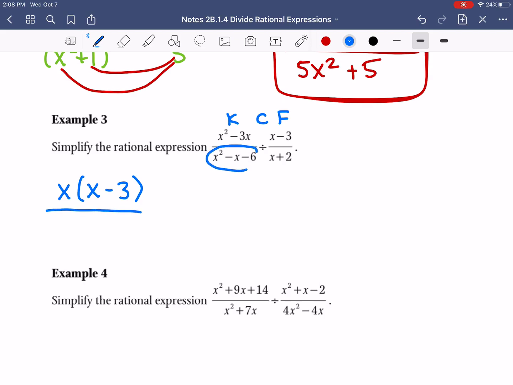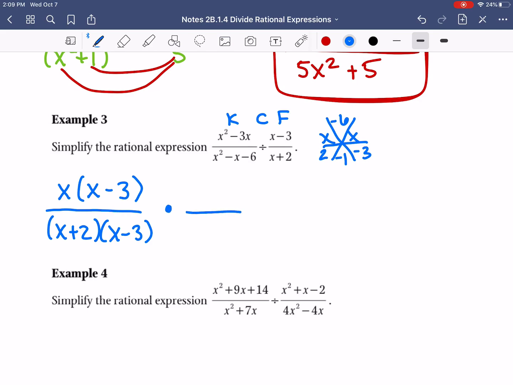On the bottom, I have x squared minus x minus 6. I'm going to try to do a little snowflake for that one. Multiplies to -6, adds to -1. Multiplies to 6 is 1 and 6, or 2 and 3. So if I do 2 and -3, that multiplies to -6, and then 2 minus 3 is -1. So x plus 2 times x minus 3. We change it to multiplication, and we're going to flip.